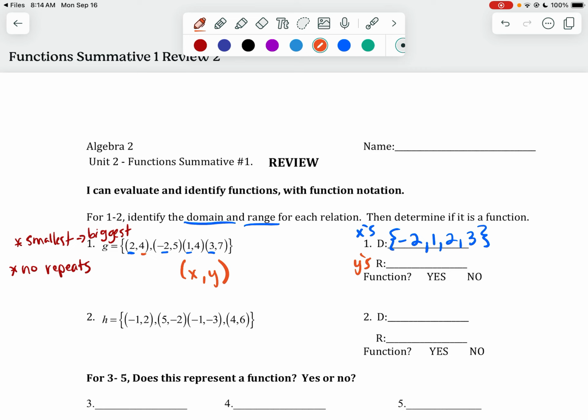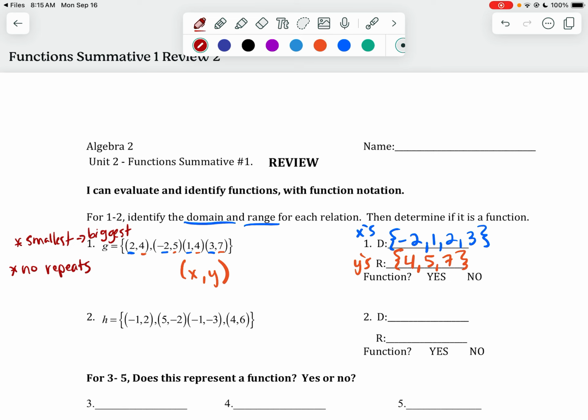Okay, same thing for the y's. I'm just going to underline all my y values, figure out the smallest one. So that's 4. Now there are 2 4s. Okay, so I'm just going to write it once, and then 5, and then 7. Okay, so list your x's, list your y's.